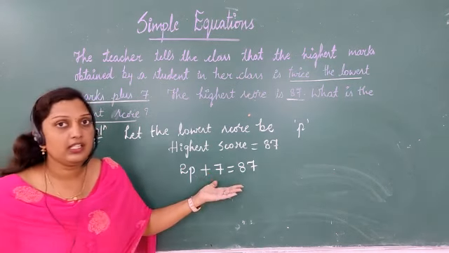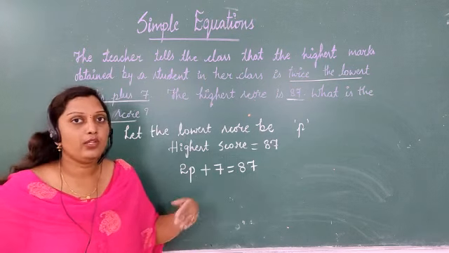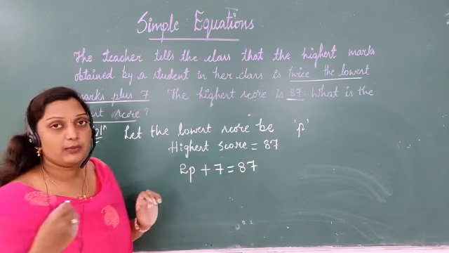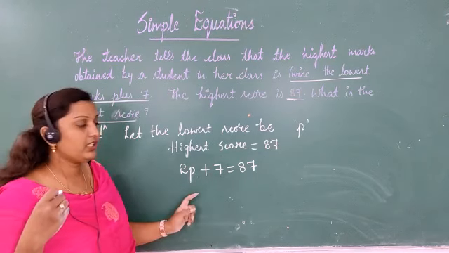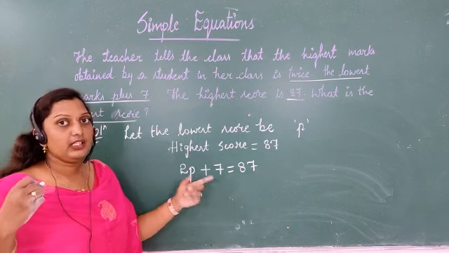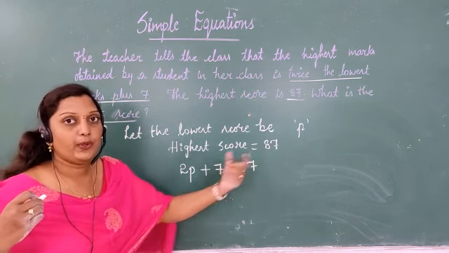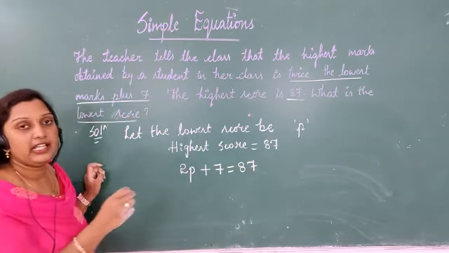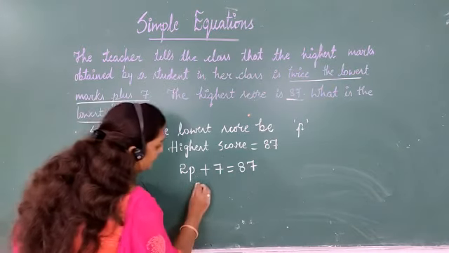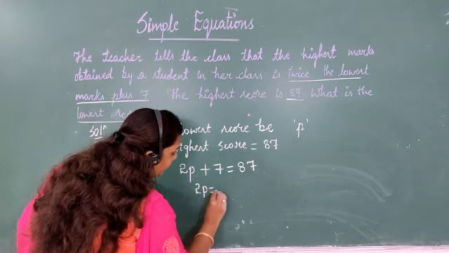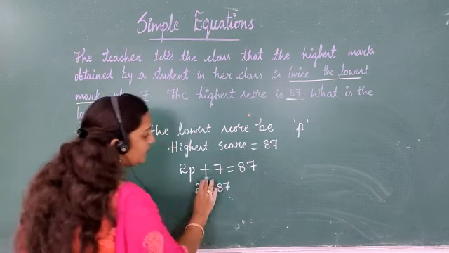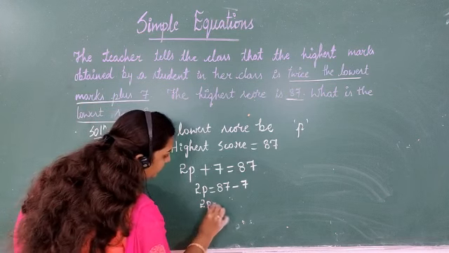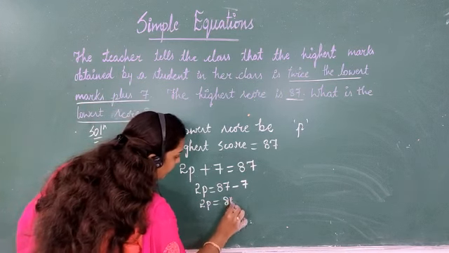I will do it using the transposing method. You can do it in any other method, whichever method you feel comfortable. So in transposing method, what you have to do? You have to transpose the terms, and while transposing, the terms change to their opposite sign. So here plus 7 is there. On transposing it to the other side, it will become minus 7. So you will get 2p is equals to 87 minus 7. So 2p is equals to 87 minus 7 is 80.